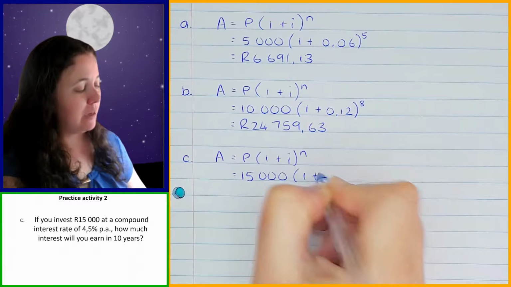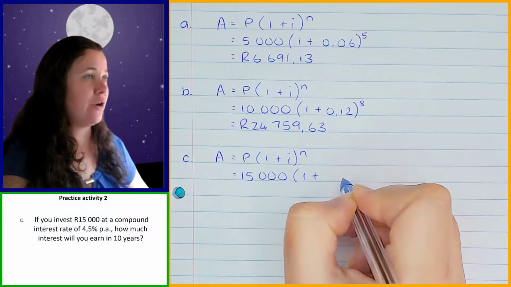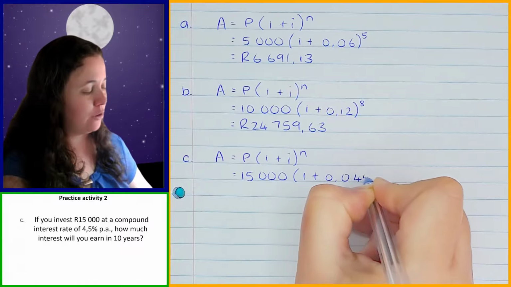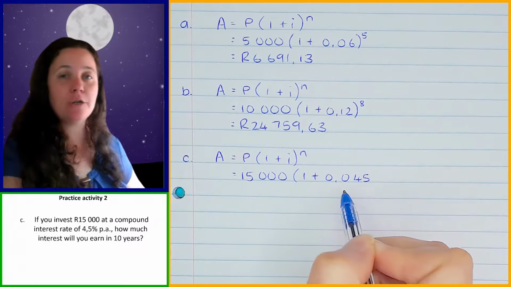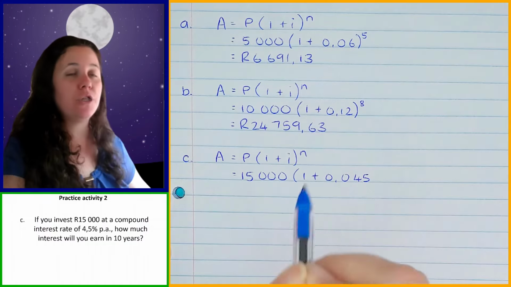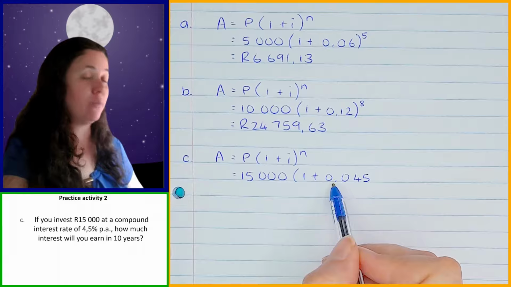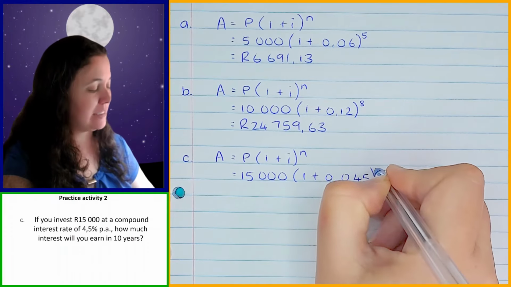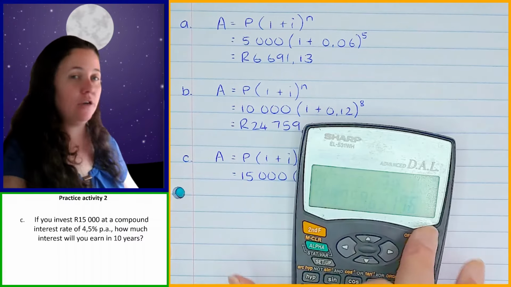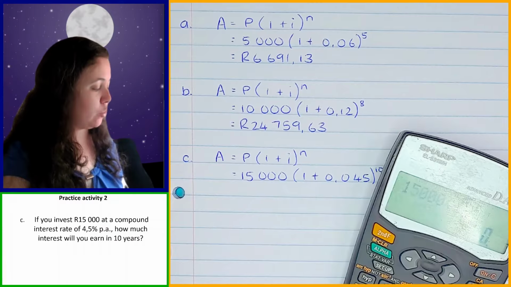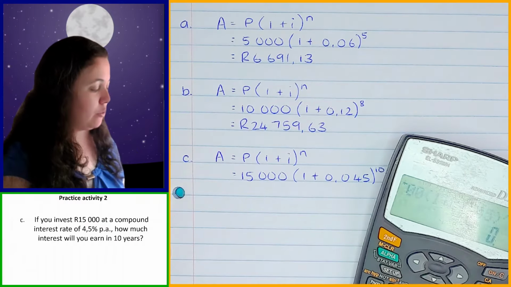Then I have 1 plus, my interest is 4.5% per annum. So that's going to be 0,045. Please take note, this is not 0,45. If I had 0,45, it would be 45%. This is 4,5%, so it's 0,045. And then that is to the power of 10. Okay, so now let's work that out. So it's going to be 15,000, then I've got 1 plus 0.045, and then that is to the power of 10.